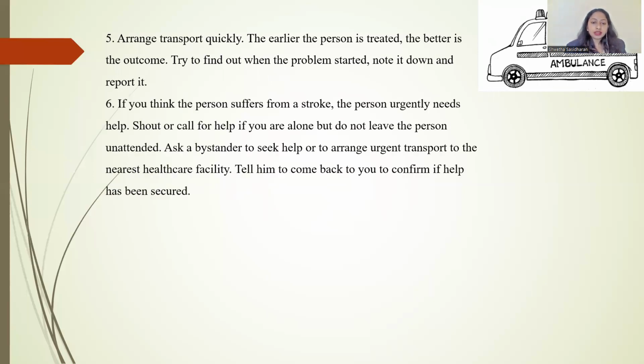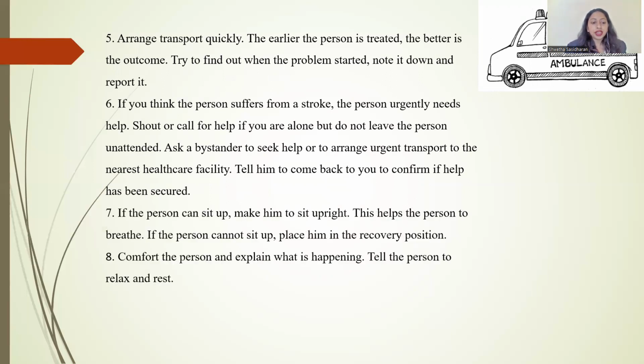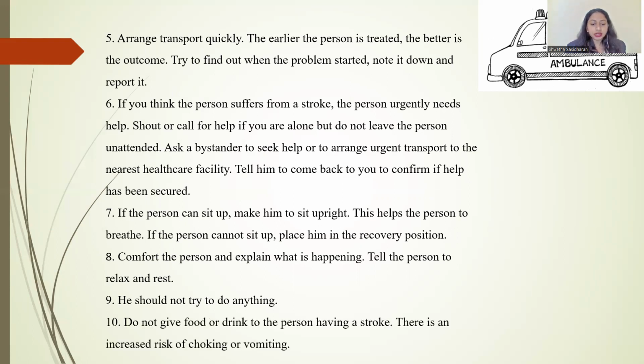If you think the person has suffered a stroke, you urgently need to call for help. Shout for anyone to help, but do not leave the person unattended. If there is a bystander, ask them to call for the ambulance and wait until they give a confirmation. If the person can sit up, make him sit up, but otherwise let him be in the recovery position. Explain what is happening to them, make them relax. Do not let them eat anything, or it can lead to choking. So no drinking and eating for this person.